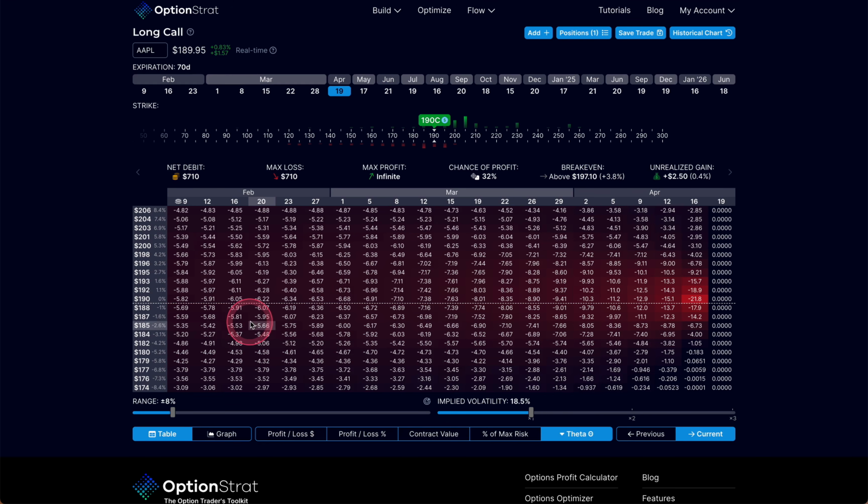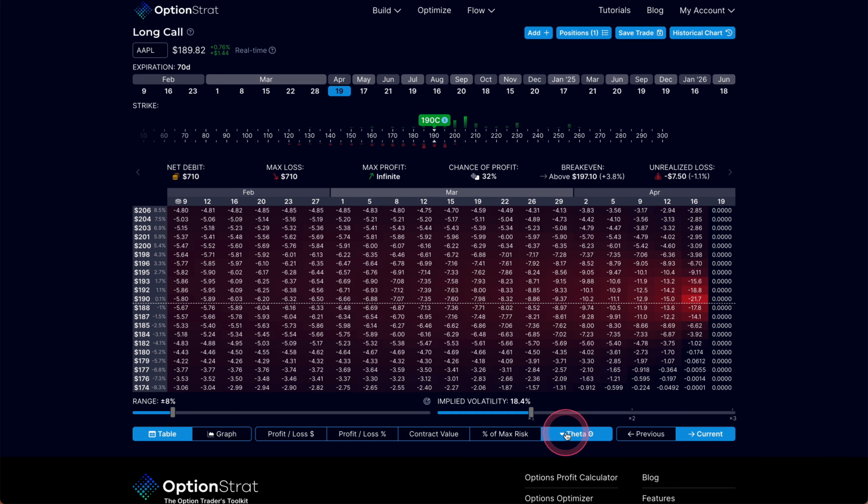So if I put theta on here, I can see that at the start of this trade, I'm at a $190 price on Apple. This is going to decay at $5.80 a day. That's how much it's going to cost me to maintain or hold this position on that day. But as we get closer and closer to expiration, you will see that theta decay accelerates to where, when we get down to the last couple days, it's decaying at a rate of $21 a day. That's that curve I was telling you about, where this accelerates the closer and closer you get to expiration.